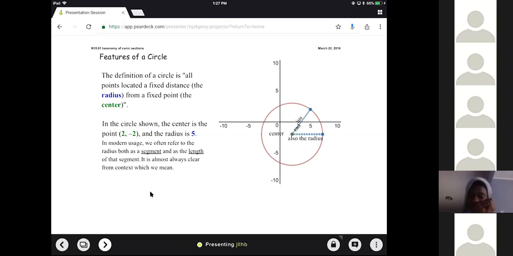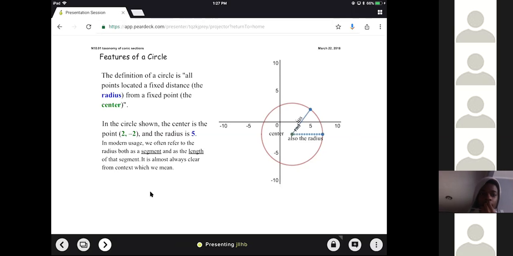In modern usage, we've been a little bit sloppy about whether the radius is the segment connecting the center to the circle or the length of the segment. We actually use the same word for both, which is, to be honest, a little bit kinky, but we do it. And it's almost always clear from context whether you mean the physical segment or just its length. If it's ever unclear, feel free to ask.